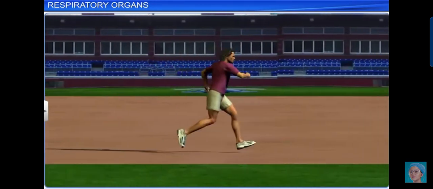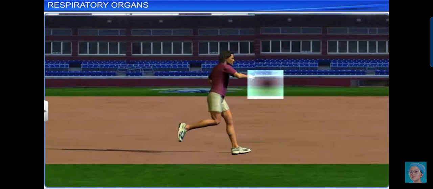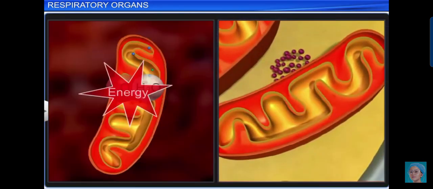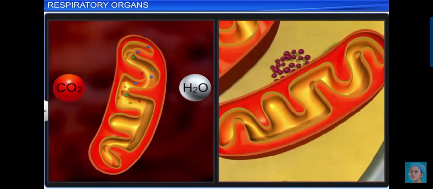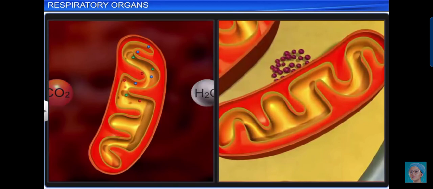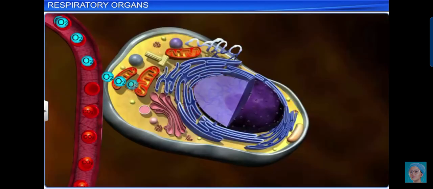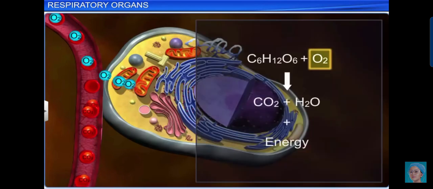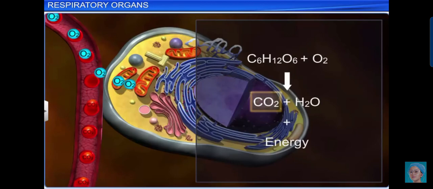Activity, we need energy. This energy is obtained from the breakdown of organic molecules such as sugars, fats and proteins inside the body's cells. During the process of breaking down of organic molecules, the cells continuously use oxygen and release carbon dioxide.